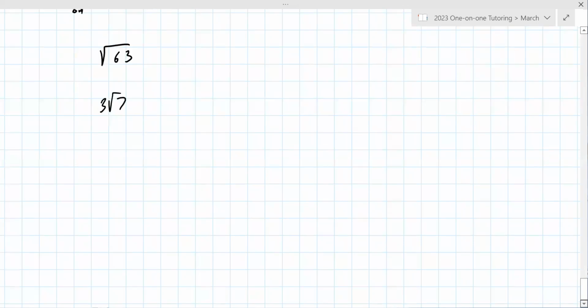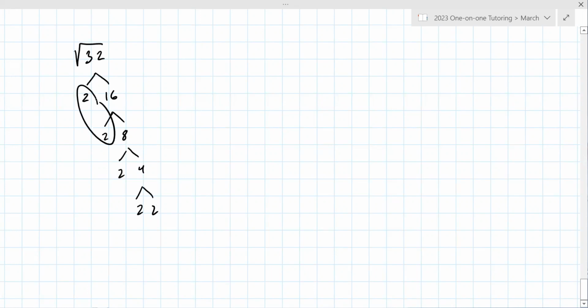All right, now it's okay to actually have more than one pair. So let's look at something like this, like the square root of 32. So you start with 2 and you just keep going. 2 and 16, 2 and 8, 2 and 4, 2 and 2. For every pair, you bring one out.